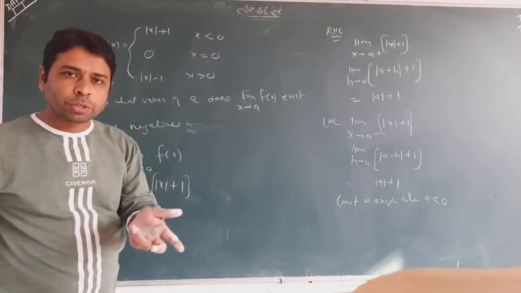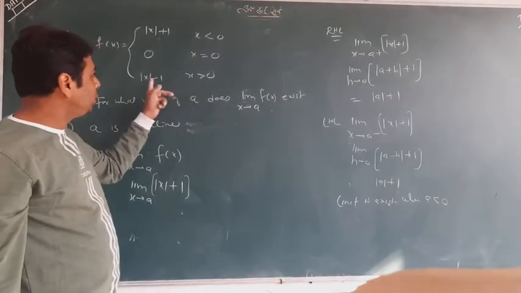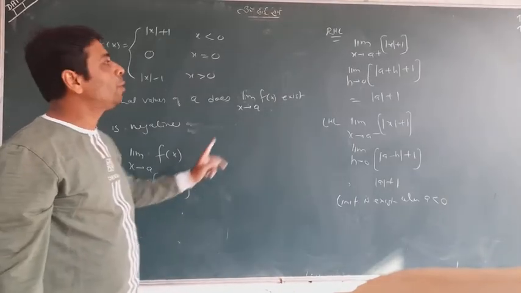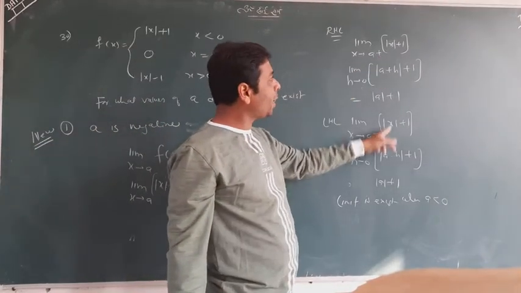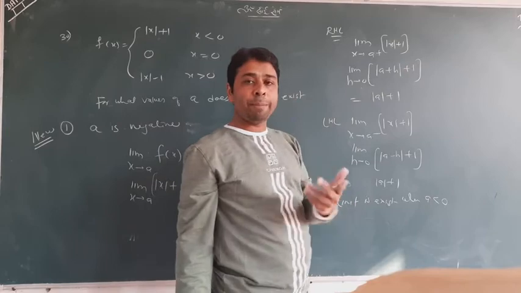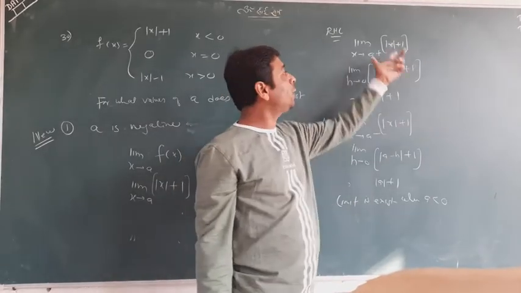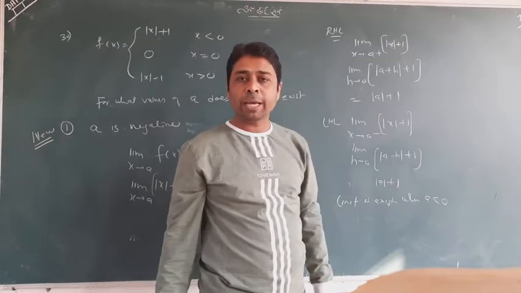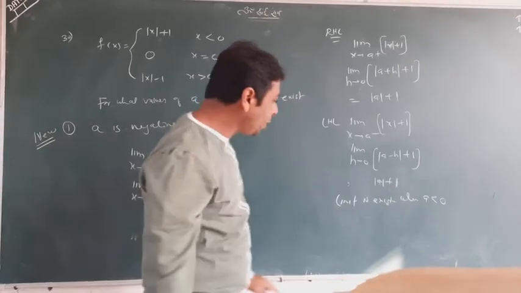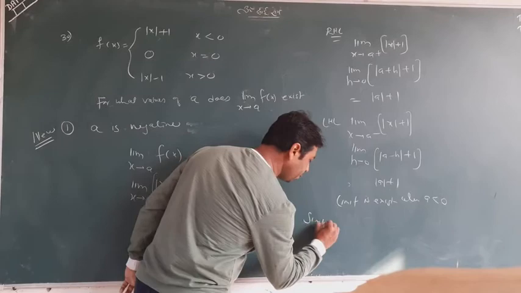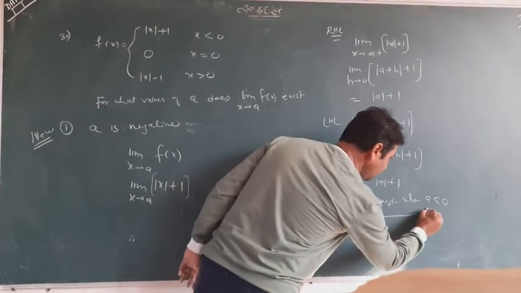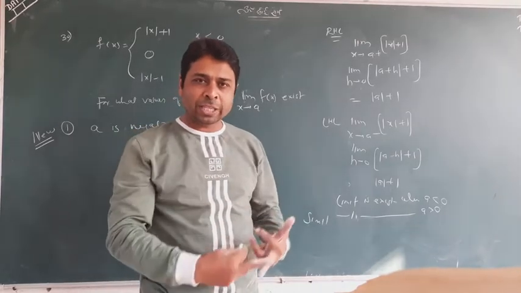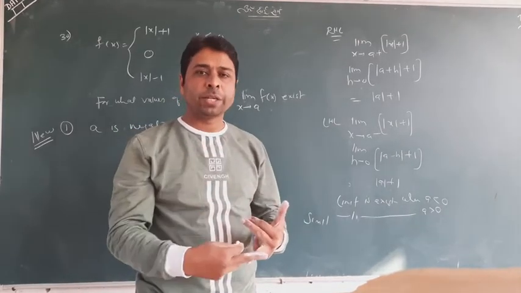When a is positive, meaning greater than 0, mod x minus 1 will be taken. The right hand limit and left hand limit will again be the same, because the function is not changing. Similarly, the limit will exist when a is greater than 0. So when a is less than 0, the limit exists, and when a is greater than 0, the limit exists.